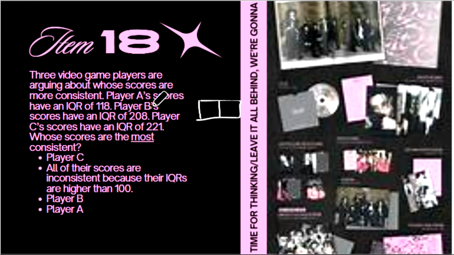So it's not going to be C because they had 221. It's not going to be B because he had 208. It has to be A. And this is irrelevant because they're saying which is the most consistent, which means relatively comparing all 3 of these. It doesn't matter.